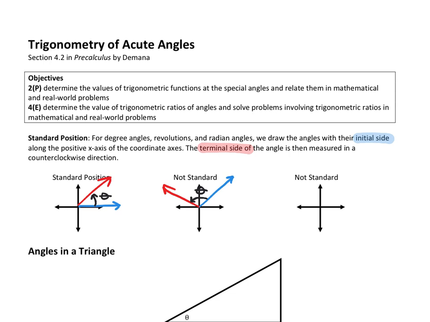We will also always have the vertex of that angle at the origin. So though this starts on the x-axis, it's not at the origin. That is not standard position. So all of the graphs, all of the lines, all of the angles will be from the standard position, always, for like the next forever. So when we put it on a graph, that's what we're talking about with standard position.